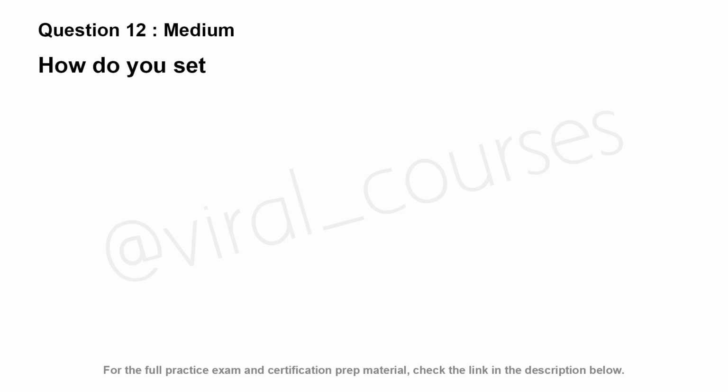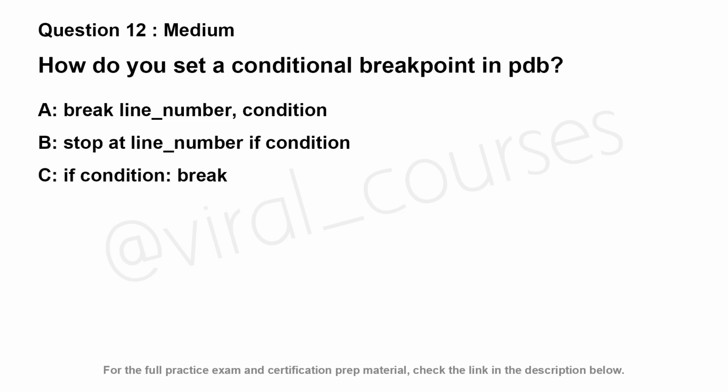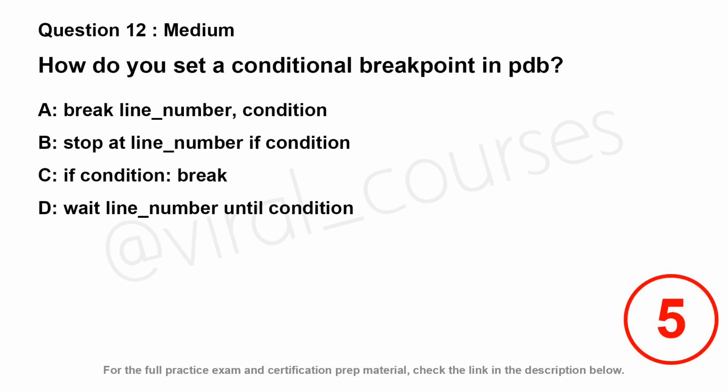How do you set a conditional breakpoint in PDB? Option A, break line_number, condition. Option B, stop at line_number if condition. Option C, if condition, break. Option D, wait line_number until condition.